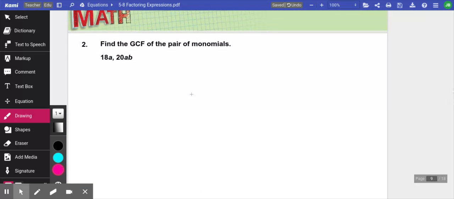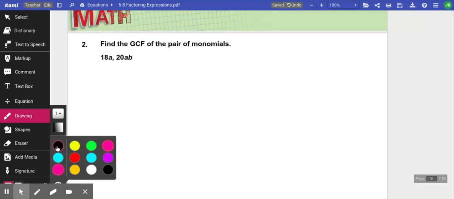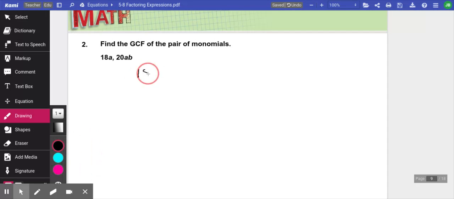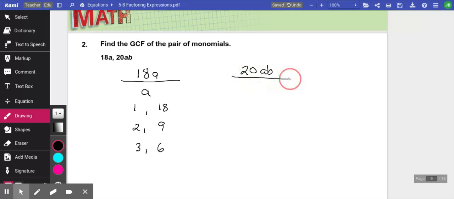Now, this is one where we have multiple variables. So again, I'm going to list this as 18a with my first variable being a, then 1 times 18, 2 times 9, 3 times 6. 20ab, I have a, b. 1 times 20, 2 times 10, 4 times 5.